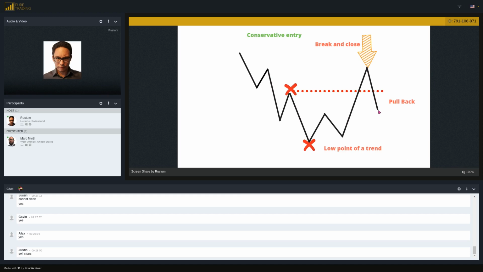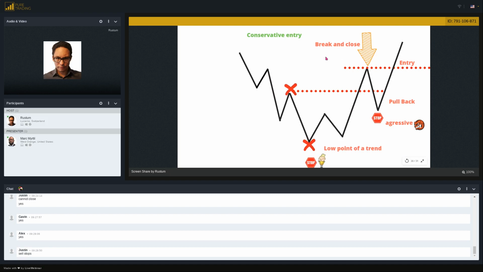And then it pulls back. It could pull back anywhere as long as it doesn't close below this area here. So it pulls back all the way down, or it pulls back anywhere. You can pull back 21.6. You can pull back your 38%. You can pull back 50%. Doesn't matter. But we need to see the entry only happening after this.